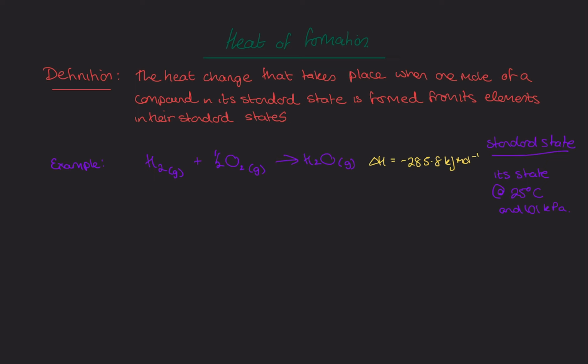It says when 1 mole of a compound in its standard state is formed. So you see here, H2O, we are forming H2O with hydrogen and oxygen. You can see that there's an imaginary 1 in front of that H2O. That means we have exactly 1 mole of water being formed. So that's one of the rules: we can only have 1 mole of the substance being formed.